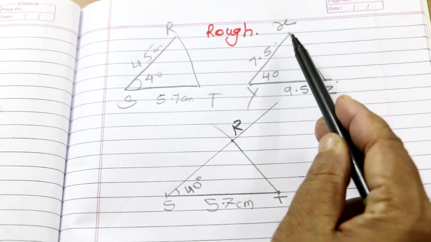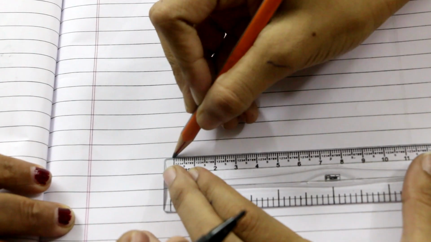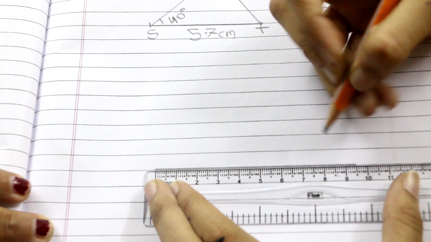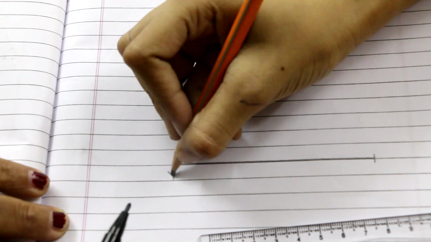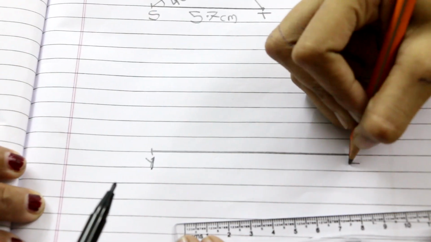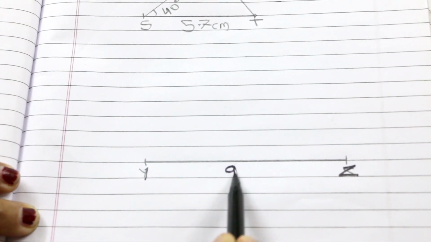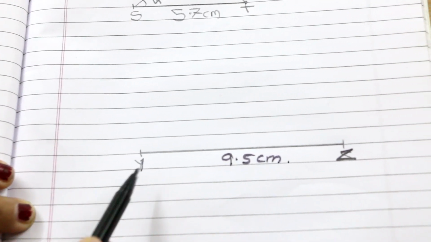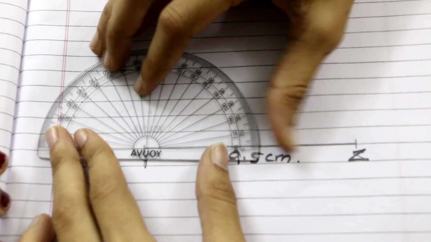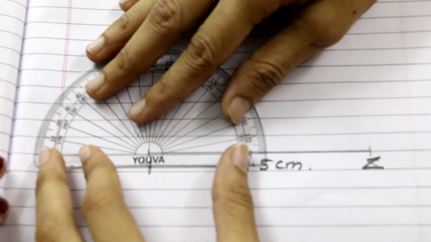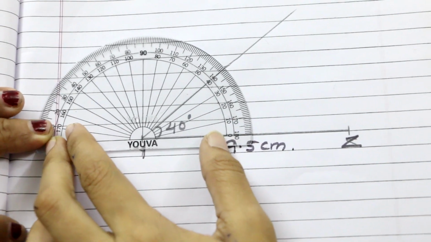Now we will draw triangle XYZ. Draw a line which corresponds to the ruled line on your paper and locate the points X, Y and Z. Y, Z. That is 9.5 centimeter. Keep your protractor as you did before at point Y and mark the angle 40 degrees. Children, pause the video always to do the construction. Children, it is 40 degrees.